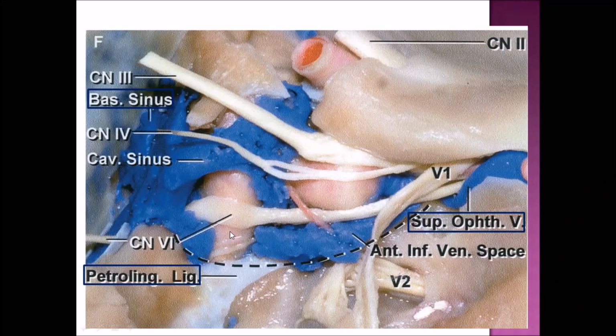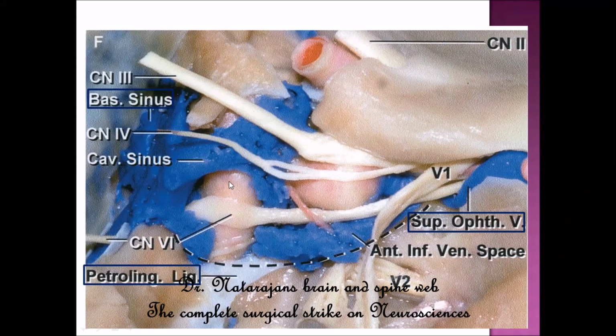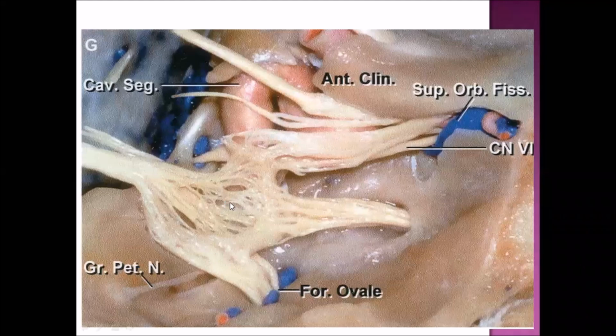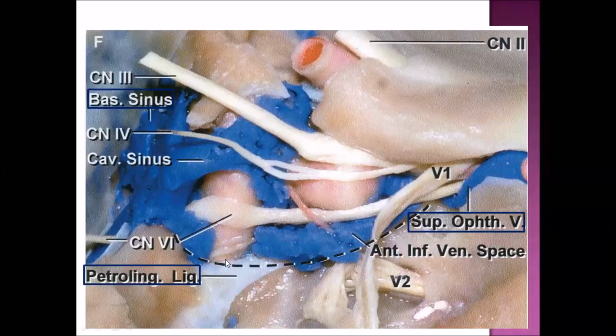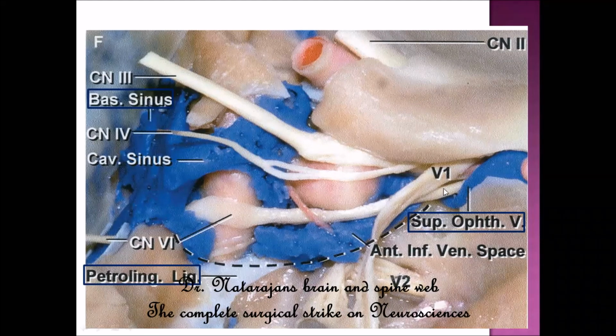So at this point, this is the ICA, the petrous internal carotid artery. So this is the petrous ICA, this is the cavernous ICA. So the petrous carotid exits the carotid canal at the level of the petrolingual ligament. So this corresponds to the lower border of the cavernous sinus. Once again, we are now only describing the borders of the cavernous sinus. Okay.